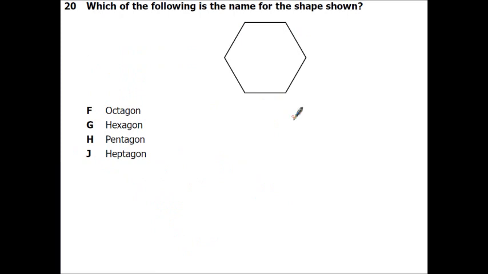All right, which of the following is the name of the shape? So you got 1, 2, 3, 4, 5, 6. So an octagon has 8 sides, hexagon has 6, pentagon has 5, and heptagon has 7. So this is a hexagon.